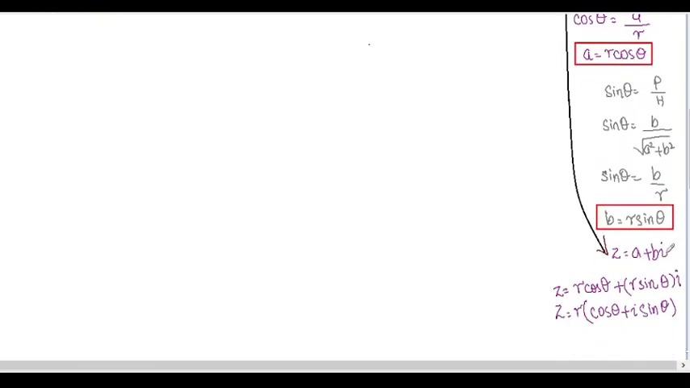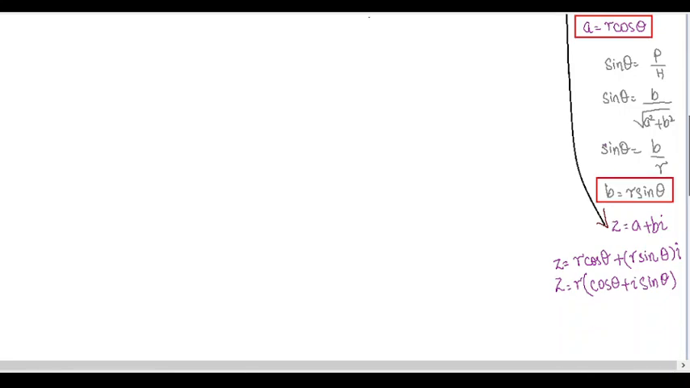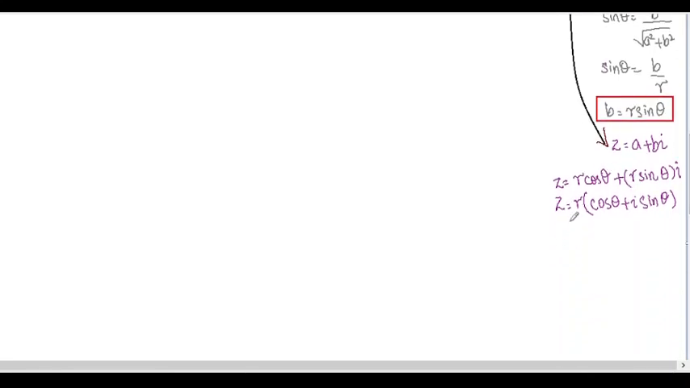Z equals A plus B iota, where the value of A is R cos theta and the value of B is R sin theta, which we have put in this equation. R cos theta plus R sin theta into iota, because B also has iota with it. Now we have taken R as common, so it becomes R times cos theta plus iota sin theta. Now what is this whole form called? It is called the polar form of a complex number.